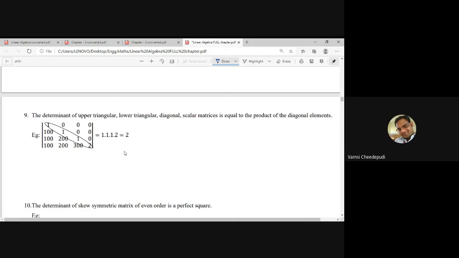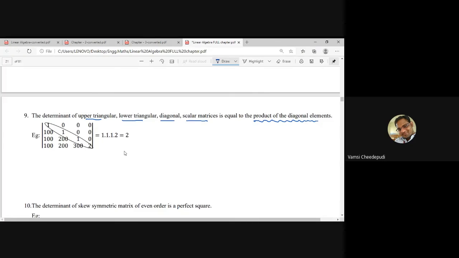The determinant of an upper triangular, lower triangular, diagonal, or scalar matrix. Upper triangular matrix means the lower off-diagonal elements are zeros. Lower triangular matrix, the upper off-diagonal elements are zeros. Diagonal matrix, only diagonal elements are present, off-diagonal elements must be zero. Scalar matrix, in a diagonal matrix every diagonal number is equal to the same k. For such matrices, the determinant is equal to the product of the diagonal elements.